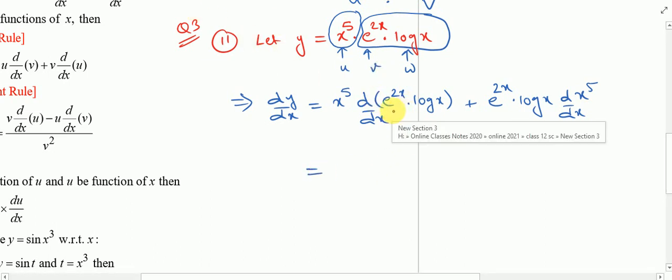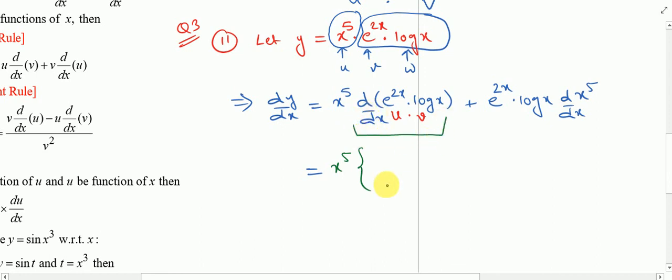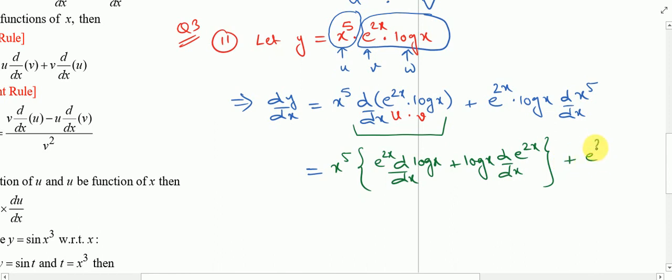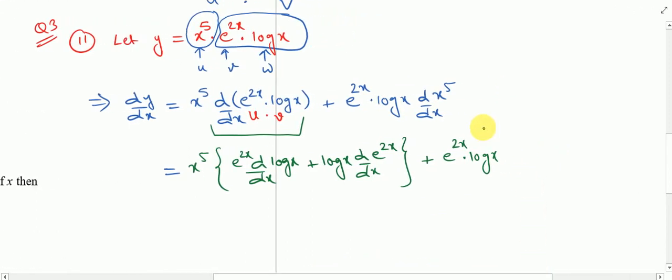Now you can see for this you are getting again u into v type. So we will have x to the power 5, and for this we will use the product rule, so we will get e to the power 2x d(log x) plus log x d(e to the power 2x), plus e to the power 2x log x, and differentiation of x to the power 5, you will get 5x to the power 4. Done.